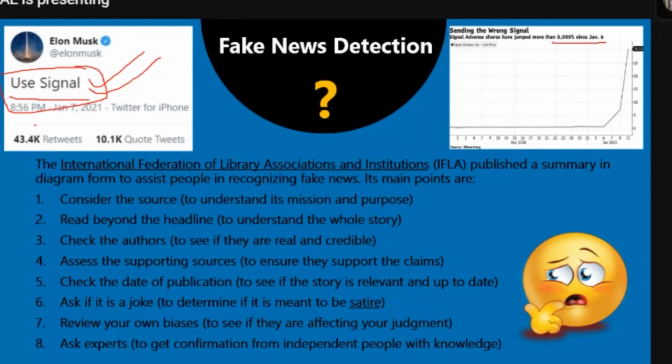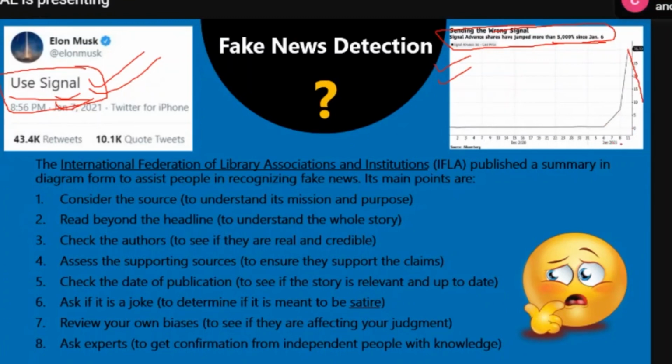So after this tweet, it is analyzed that the Signal Advance Group's share rapidly increases, and after this, when they know that this company is not the Signal company which Elon Musk was talking about, the share automatically went down. Some spreading of news is going on, saying that this is the Signal company which Elon Musk is talking about. So that's why its share increases rapidly.